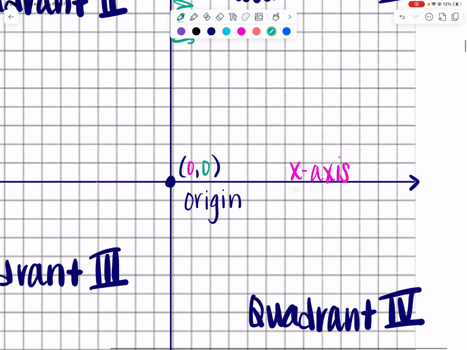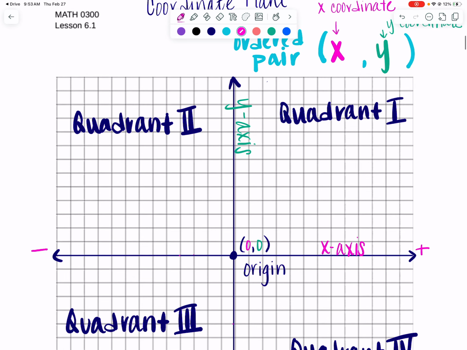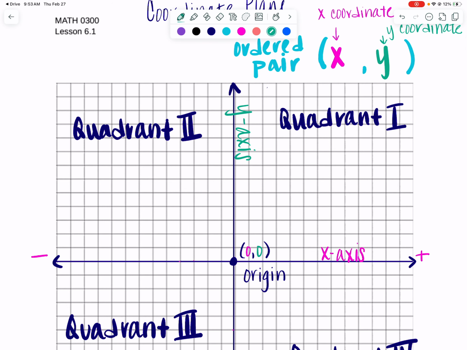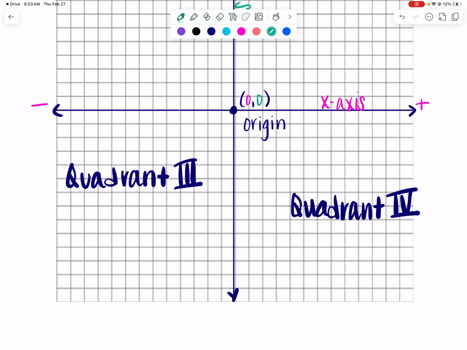When you look at the x-axis, since we have 0, 0 in the middle, that means if we travel to the right, you're traveling in the positive direction. If we travel to the left, we're traveling in the negative direction. For our y coordinate, if we travel up, we're traveling in the positive direction. If we go down, we're traveling in the negative direction.